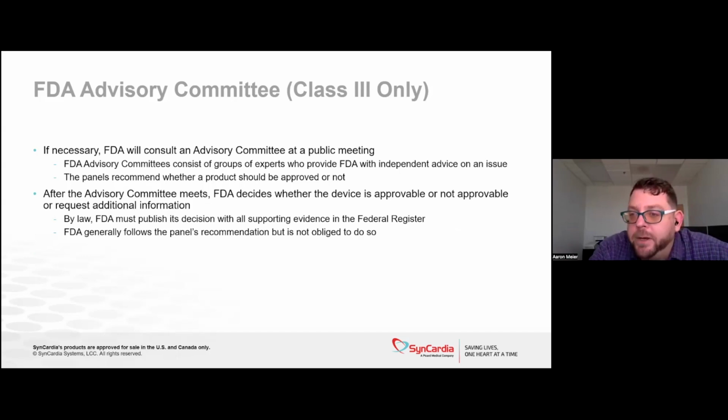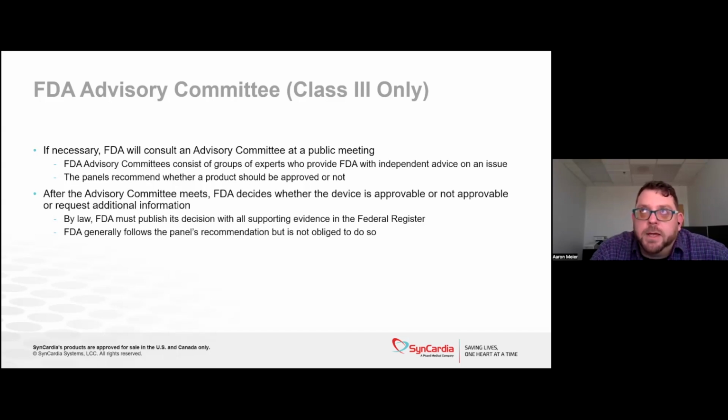So for Class 3 medical devices, particularly new devices or devices with public health risks, the FDA can choose to go to the advisory committee. And the advisory committee is made up of internal and external experts. They sit on a panel, they review your data, you can argue to the panel, and the panel then makes a recommendation on whether or not they think your device is safe.